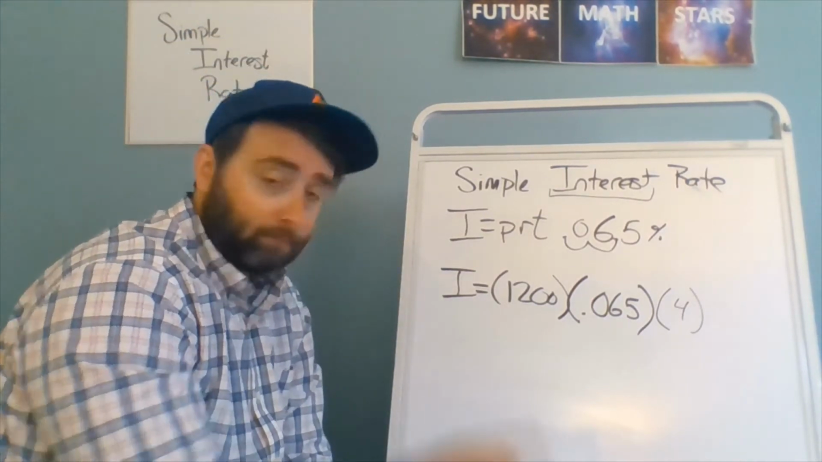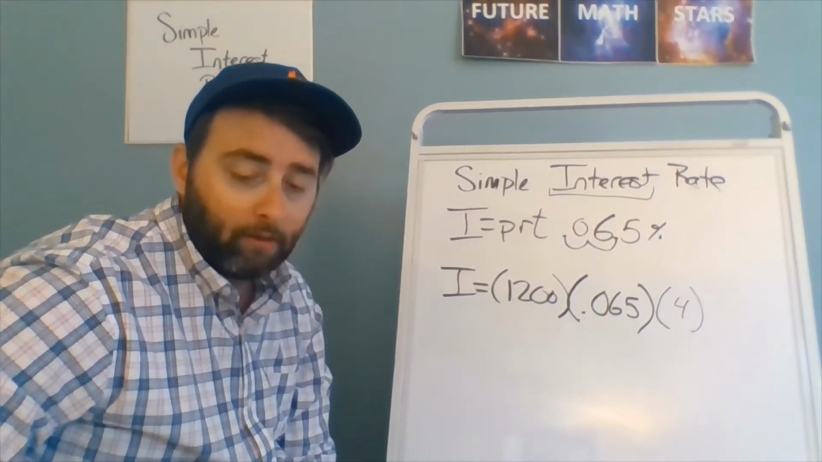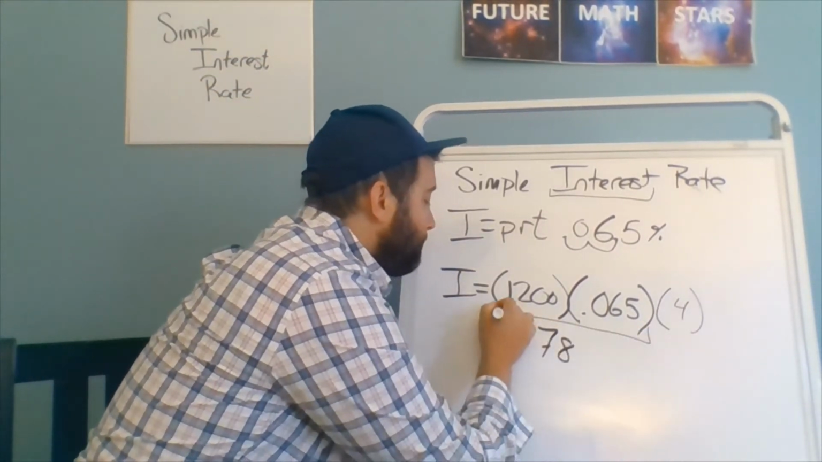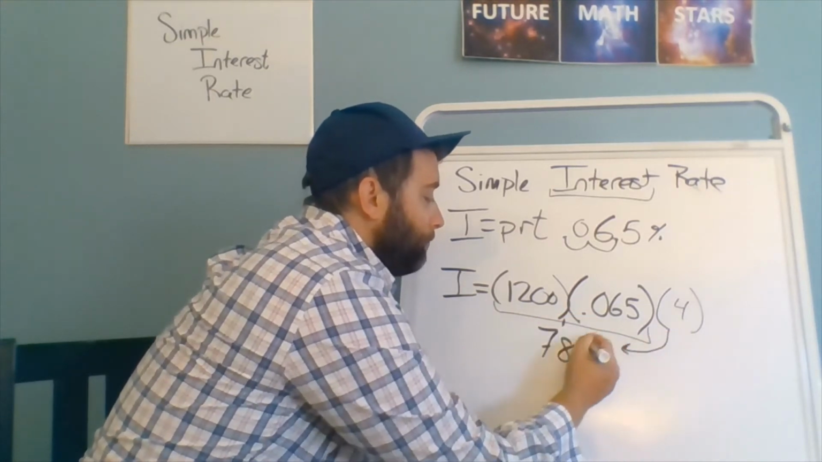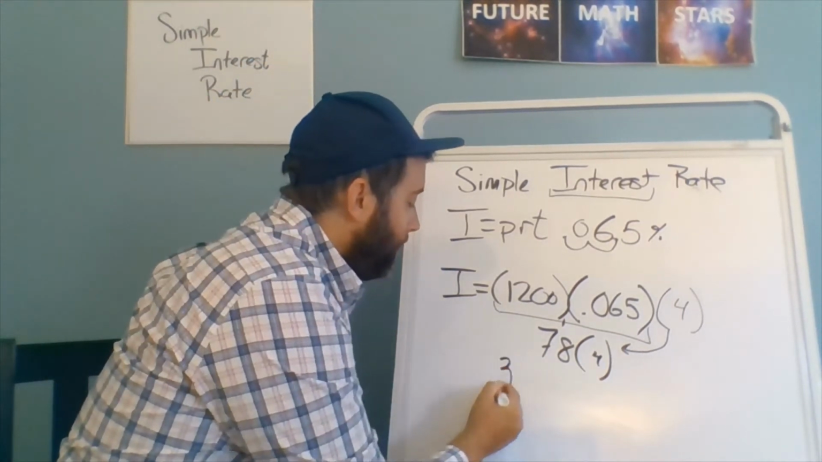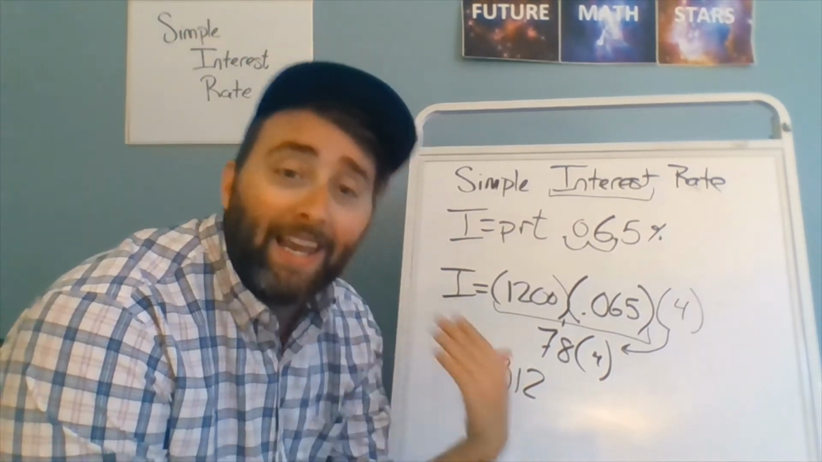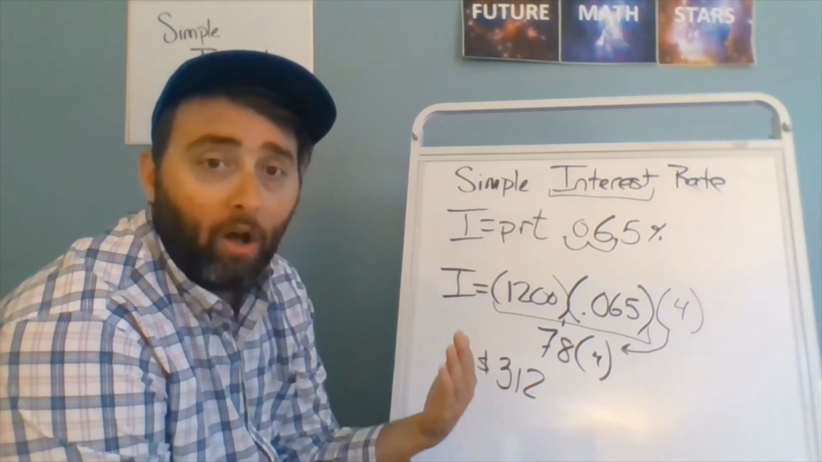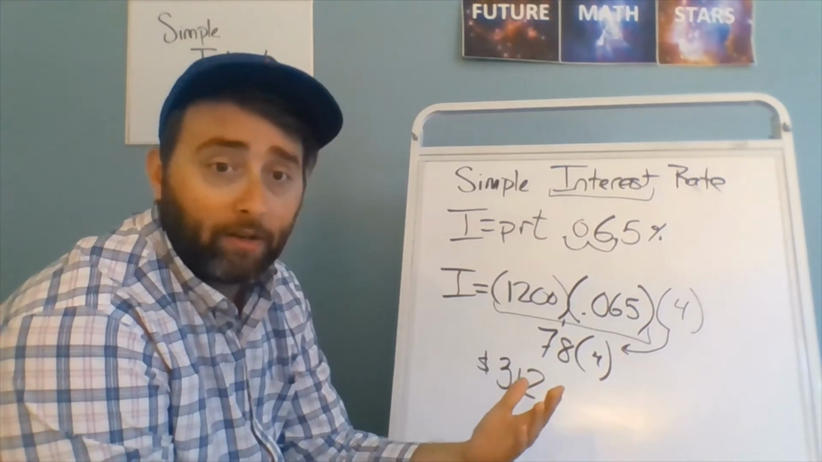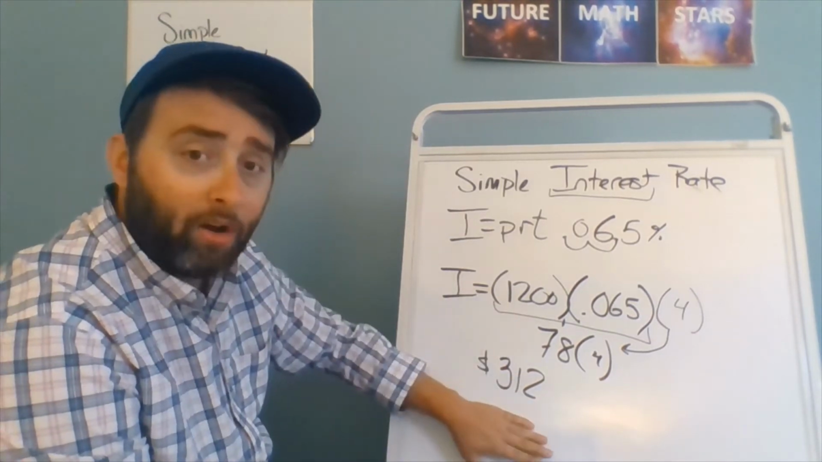So, that was really loud. 1,200 times 0.065. That is 78. That is just this part here. Then I got to drag down the multiply by 4. Multiply by 4, and I get $312. So if I asked you, what's the interest on a $1,200 loan at 6.5% financed for 4 years? It's going to be $312. So you are going to owe an additional amount of $312.